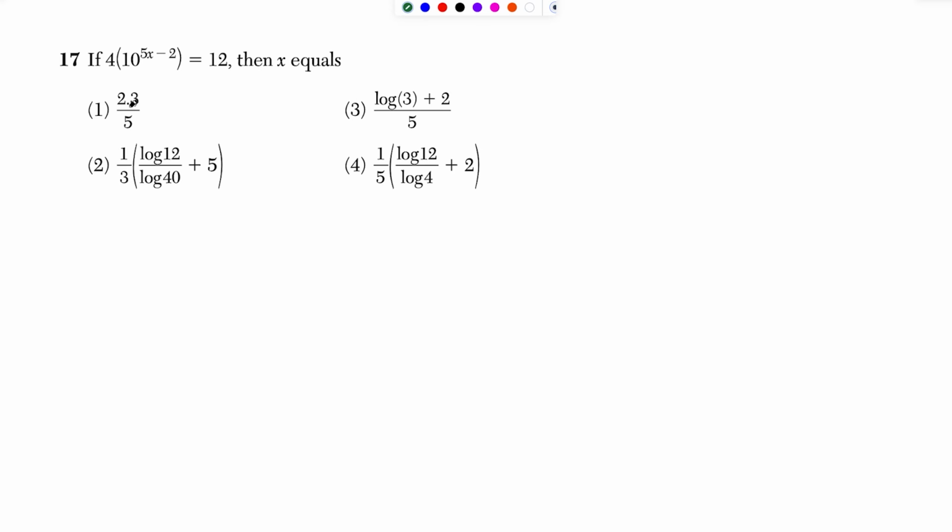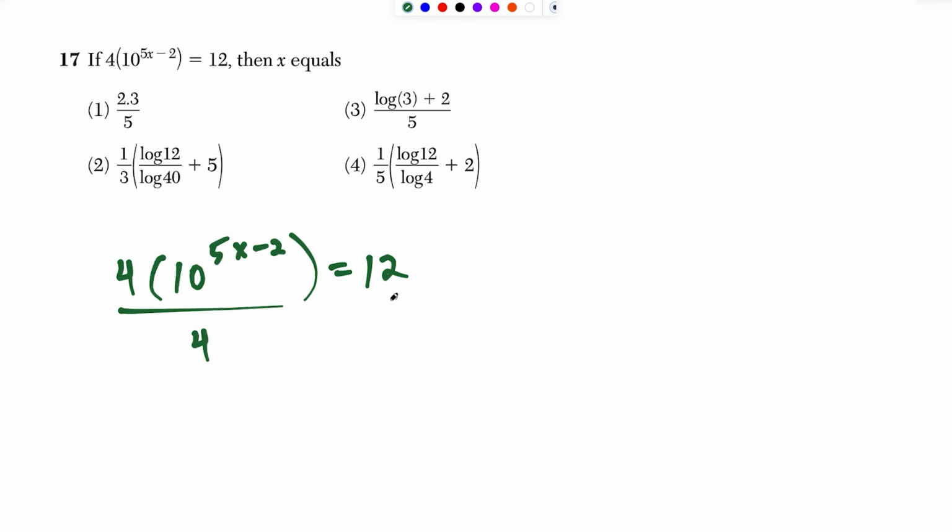Question 17, if 4 times 10 to the 5x minus 2 equals 12, then x equals, and we have these 4 options to choose from. So for something like this, what I would do is I would try to get the exponential term by itself first. So notice that we have a 4 attached by multiplication to the exponential term. So I would just divide by 4 first to just clean this up a little bit. So 4 over 4 cancels. And now in the next line, we're going to have 10 to the 5x minus 2 is equal to 12 divided by 4 is equal to 3.